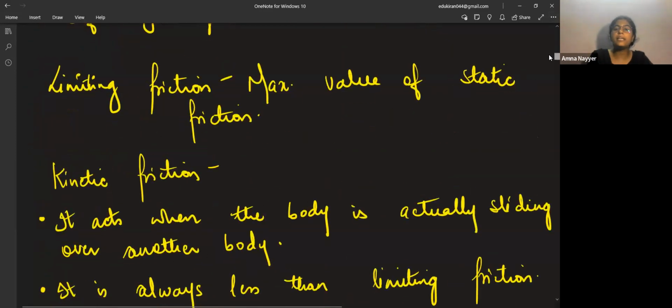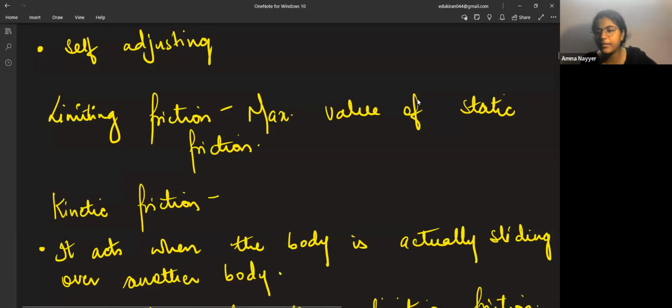So yes, limiting friction is the maximum value of static friction. You can say the frictional forces are actually of two types only, static and kinetic: one when the body is at rest, one when the body is moving. But to make it easier and enhance the classification, we have three types, because static is not a single constant value. Static is self-adjusting and continuously changing its value, 1 Newton, 2 Newton, 3 Newton, depending upon the applied force. The last value of static friction is what we call the limiting friction.